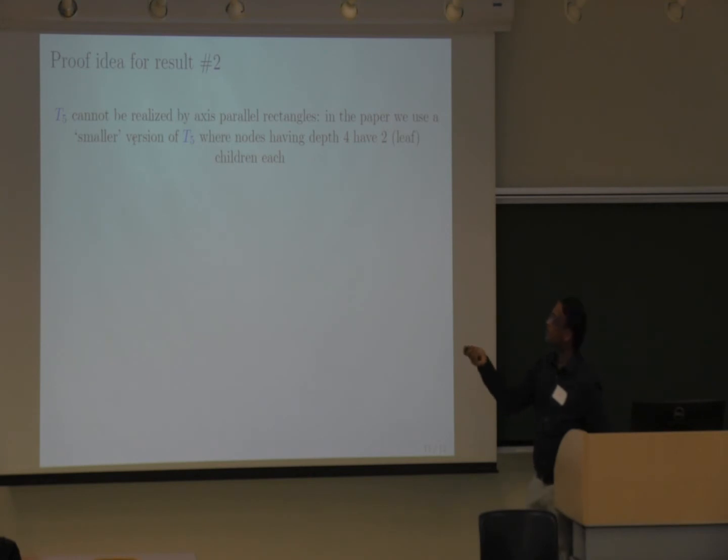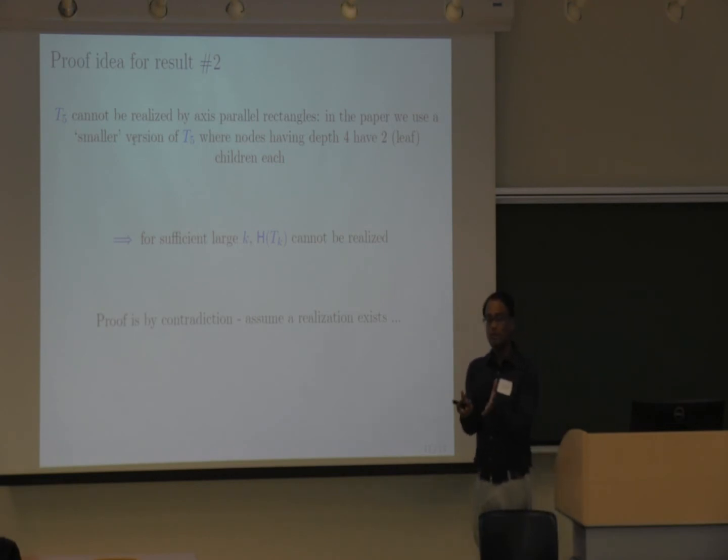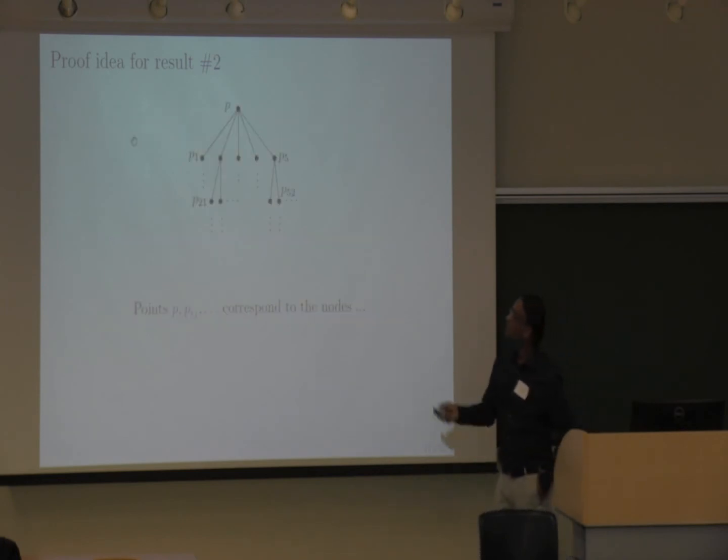So in fact, what we show is that T5 cannot be realized by axis-parallel rectangles, but we have a smaller version of T5, which is not really T5, but where nodes having depth 4, which are the nodes whose children are the leaves, have only 2 children each. It doesn't matter, you can make them have 5 children each as well. So that shows that for sufficiently large k, H(T_k) cannot be realized as well. And the proof is by contradiction. We assume that a realization exists, and we somehow show that you cannot really pack the tree in the plane. So it's really a packing argument.